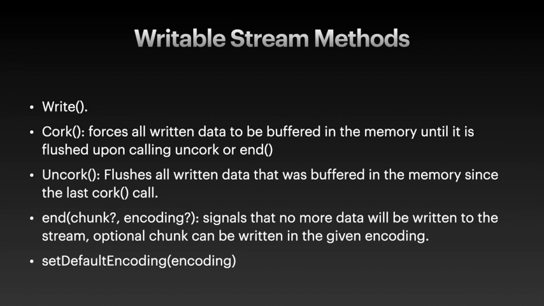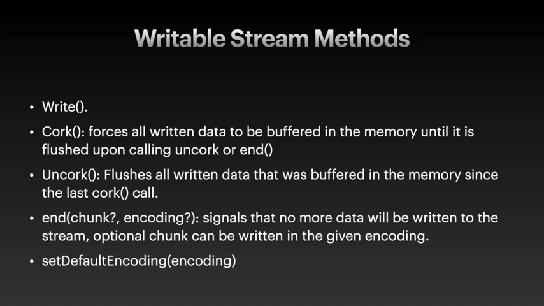So basically, when we write, we're not really exactly buffering the data in the memory, but we have something called cork, and this forces all data to be buffered in the memory until it is flushed upon calling uncork or end. This has multiple use cases as we're gonna see later on, but you can think of a few when you need to buffer data for one reason or the other, and then you're gonna flush them to the system. Okay, so uncork flushes all the data that was buffered in the memory since the last cork call.